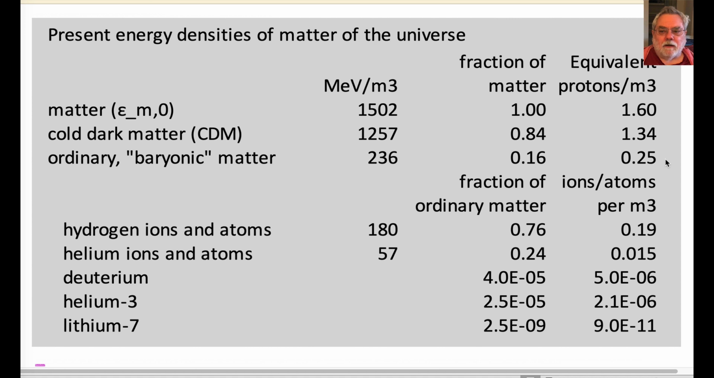The ordinary baryonic matter is about 13 hydrogen ions to every helium ion or atom, about 1 hydrogen ion every 5 cubic meters, and 1 helium atom every 67 cubic meters, on average across the universe. This is less than 10 to the minus 30th of the density of water. The ordinary baryonic matter density has been less than the density of water since the first second after the Big Bang. In a later video, we will see how the helium came about, also a small amount of deuterium and lithium.